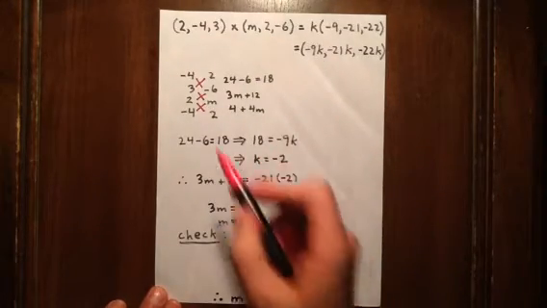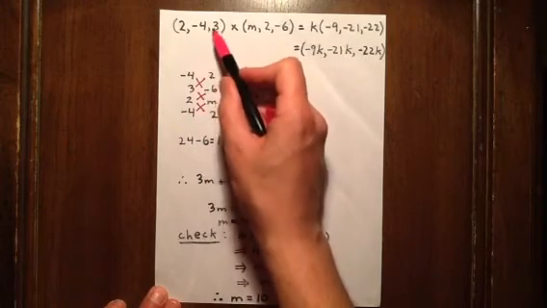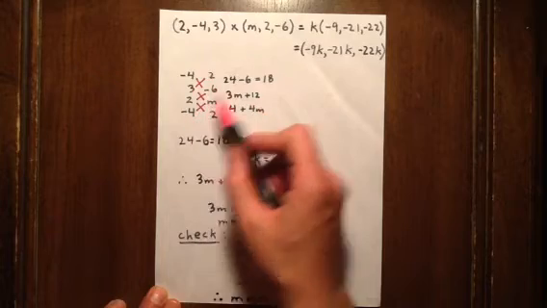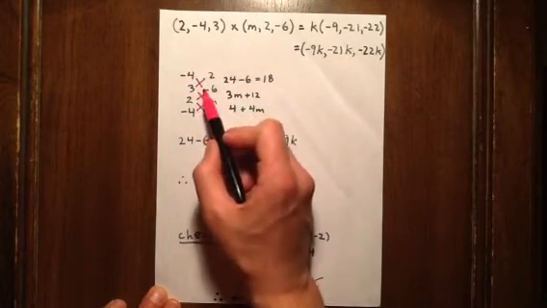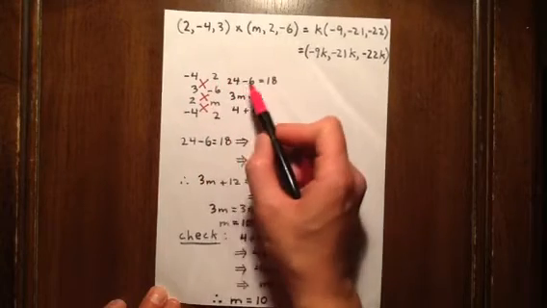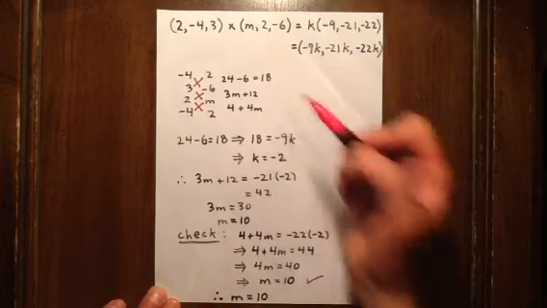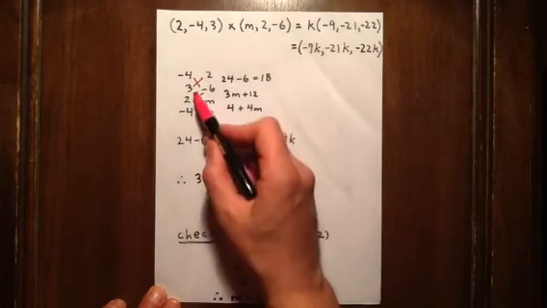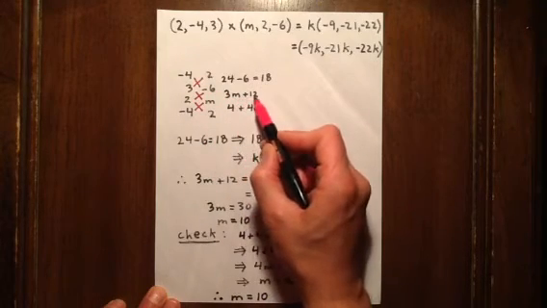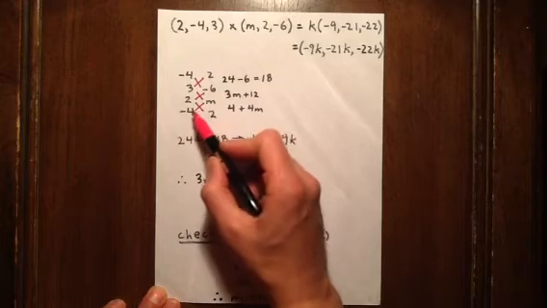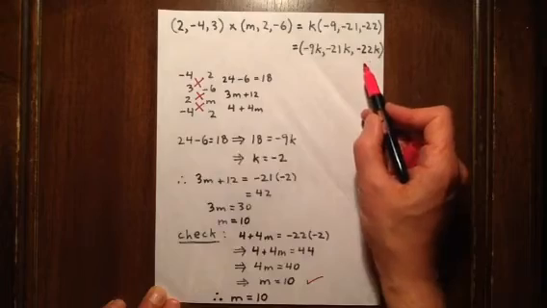All right, so what we do first of all is take the cross product here. Negative 4, 3, 2, negative 4; 2, negative 6, m, 2. Negative 4 times negative 6 is 24. 3 times 2 is 6. 24 minus 6 is 18. And so 18 is going to be our x component. 3m minus negative 12 is 3m plus 12. That's going to be our y component. And 2 times 2 is 4, minus negative 4m means 4 plus 4m. That's going to be our z component.